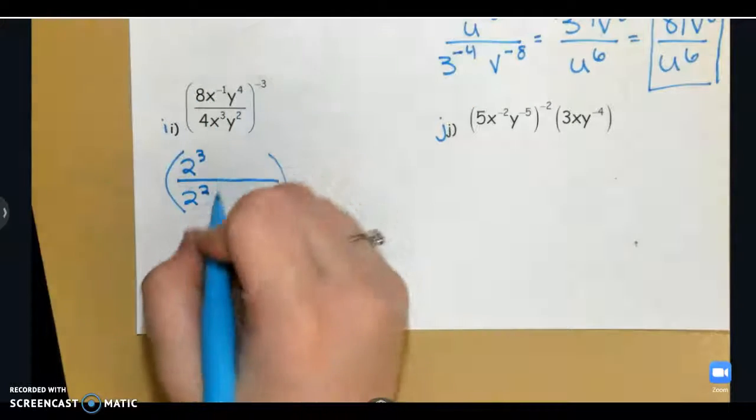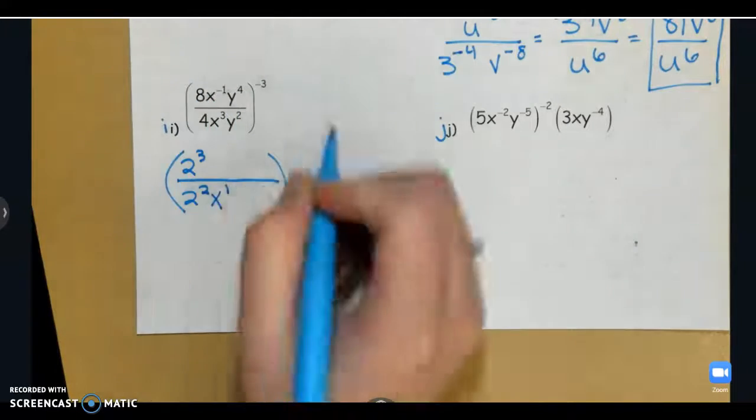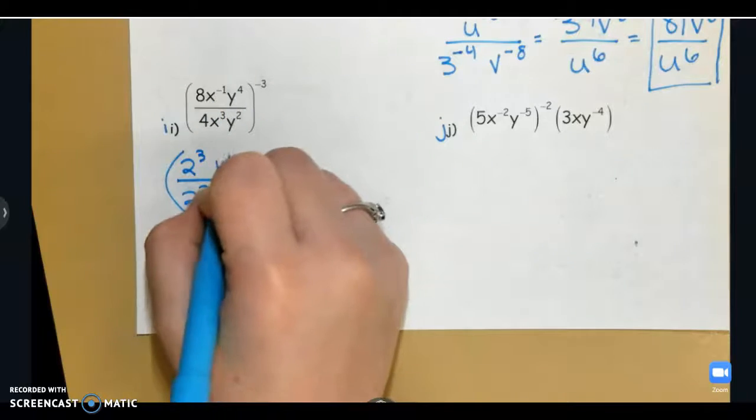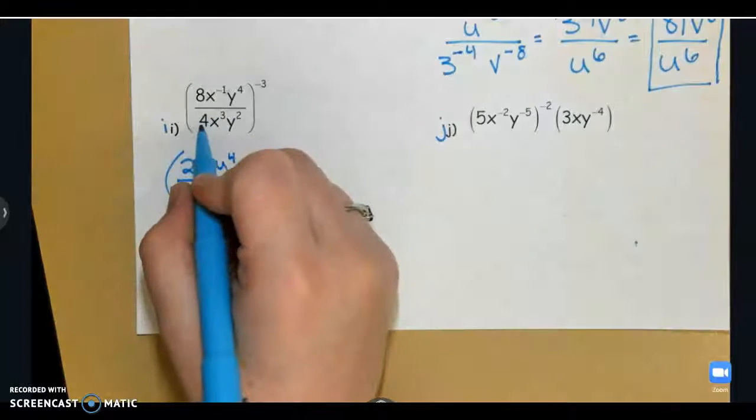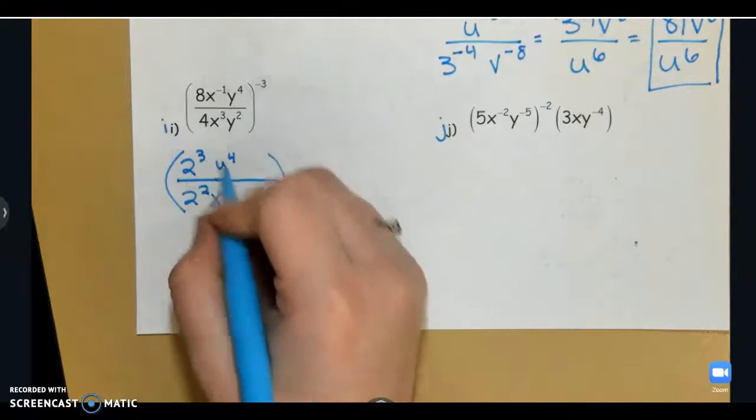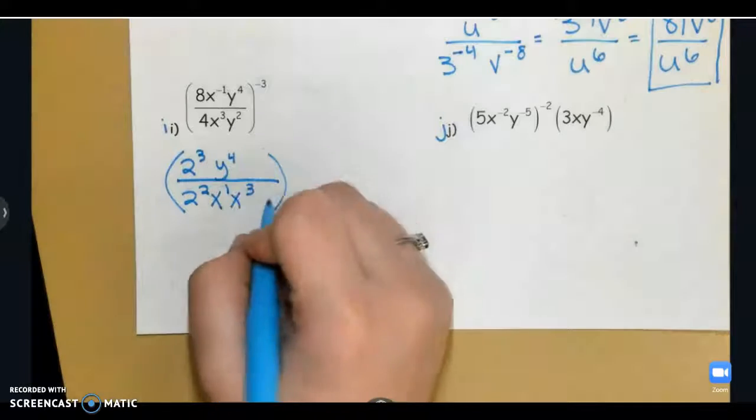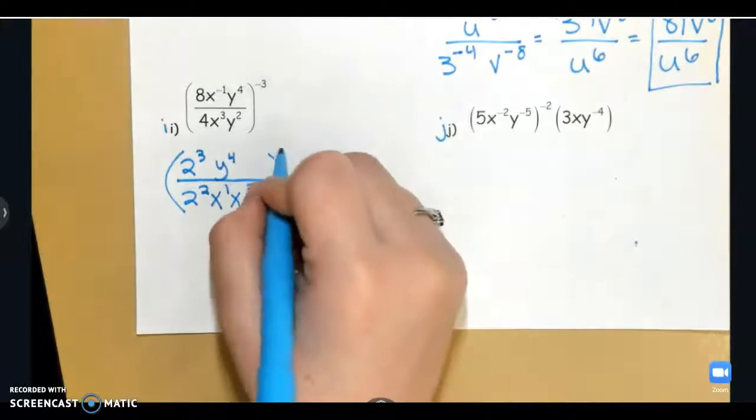Okay, so that is positive, so that's going to stay. That x to the negative 1, that needs to move down into the bottom, x to the 1. And that y to the 4th is going to stay in the top because it is positive. We already converted that into 2 squared. X to the 3rd stays because it's positive. And y squared stays because it's positive.